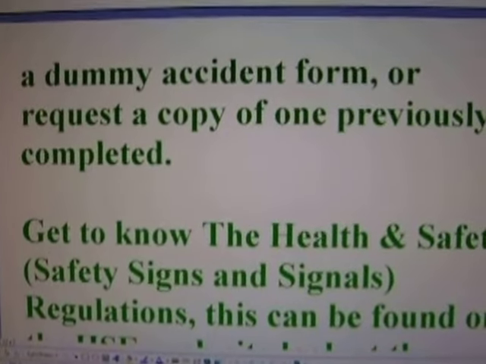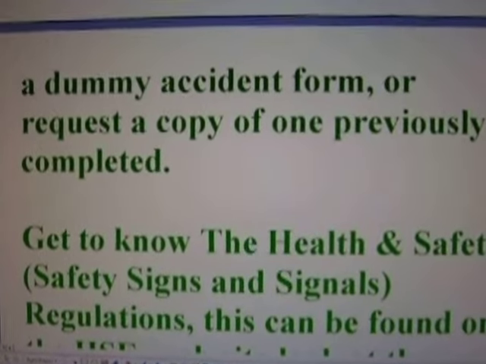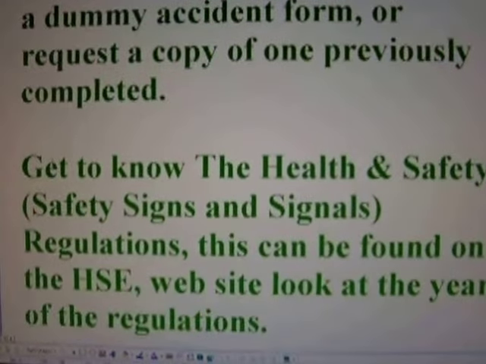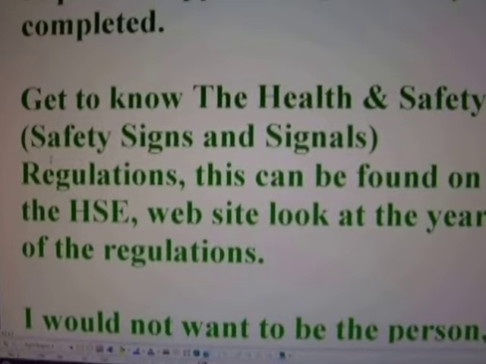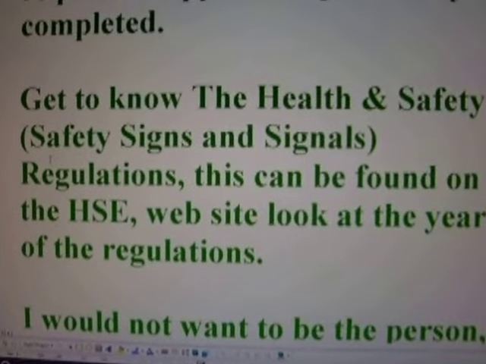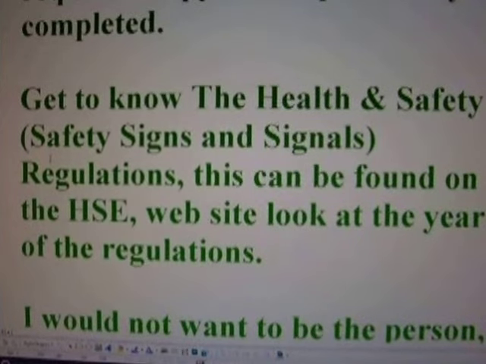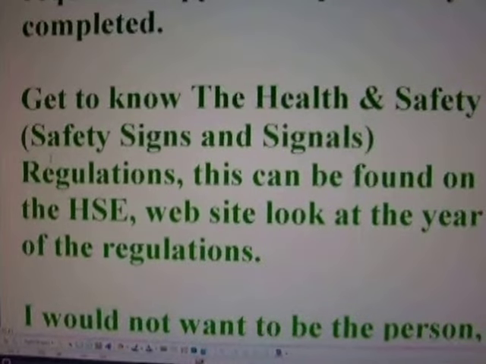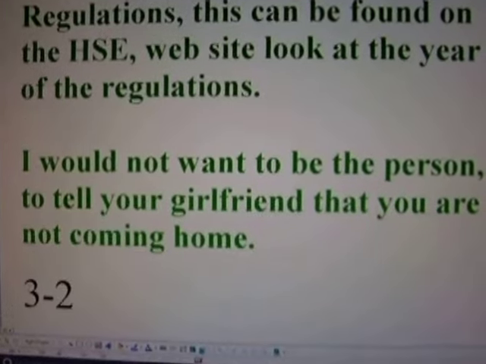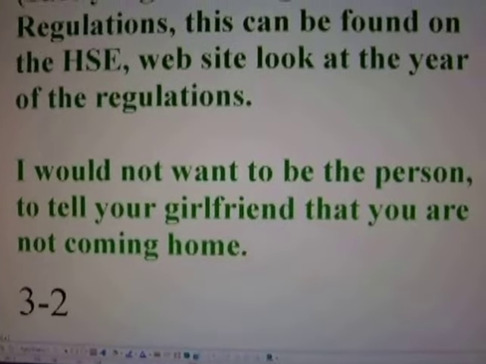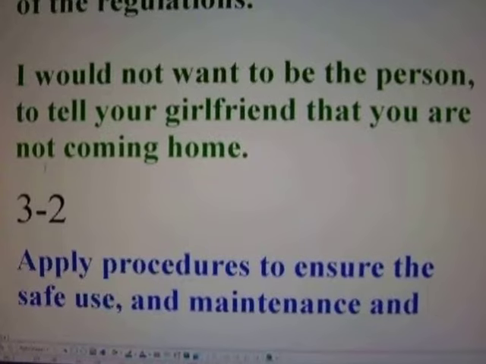Again, look at the accident forms, know where your first aid boxes are, so forth. Get photos of these, put them in place. Okay, let us show us what you know, what to do and how to do it. Again, you can read this for yourselves. You don't need me to be reading this out to you. Okay.